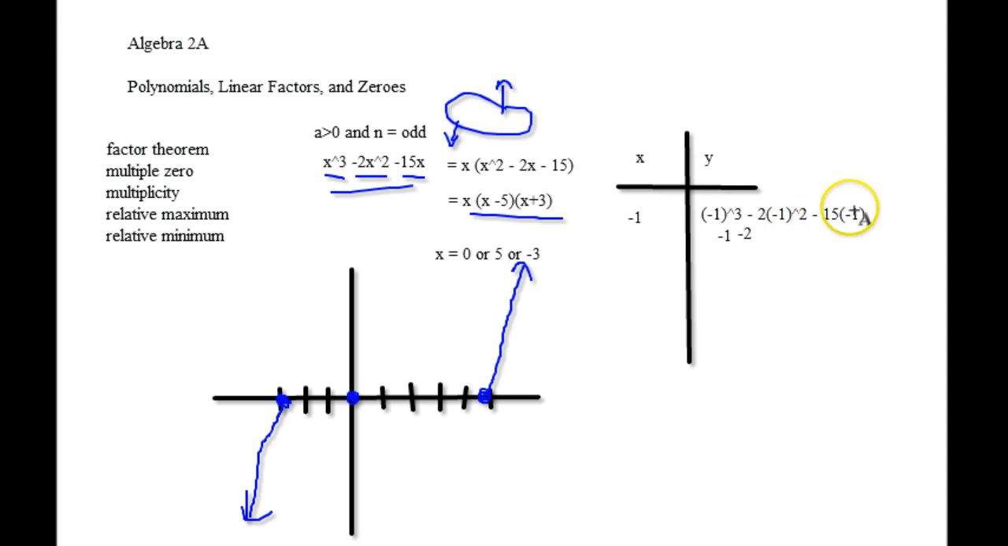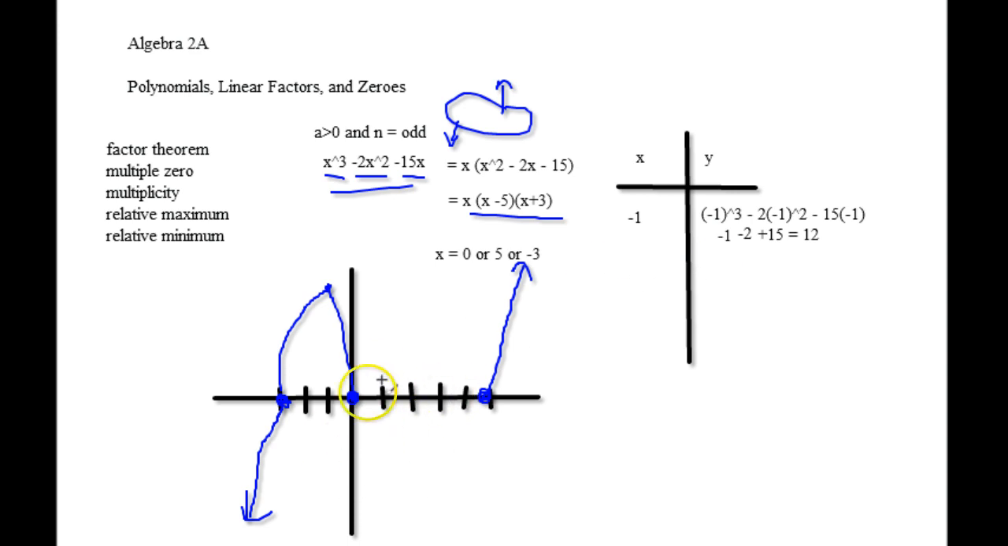And then 15 times -1 is -15, but then I have that minus here, so it's going to be plus 15. So -1 minus 2 is -3, plus 15 is 12. So I'm going to graph the point (-1, 12), and that point is going to be up here somewhere. Now that I know it's going up here, I know that it has to come back down through here. This is just a very rough graph drawing.